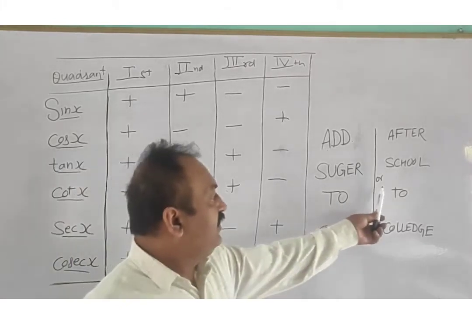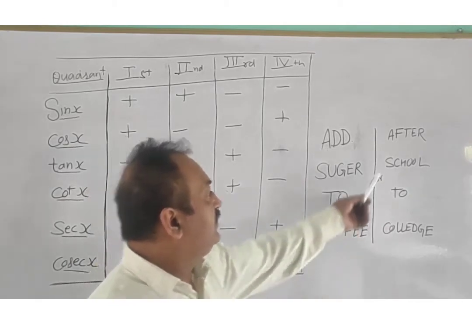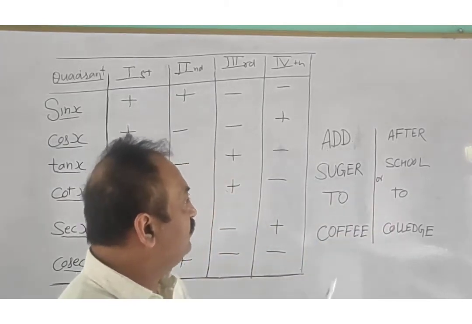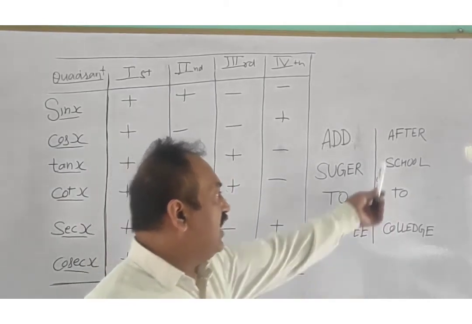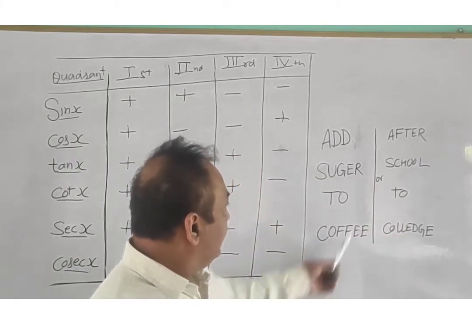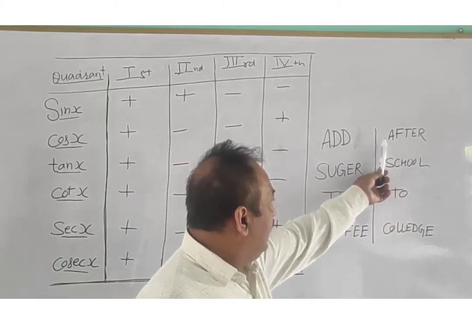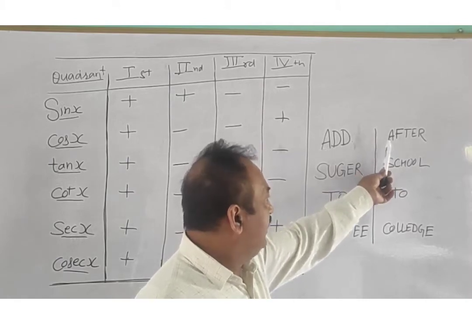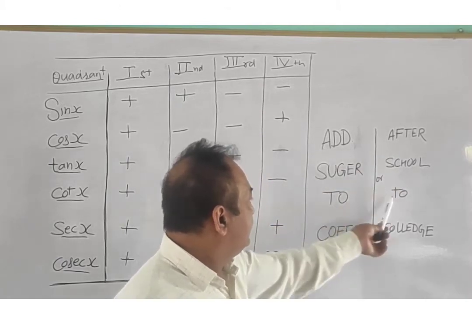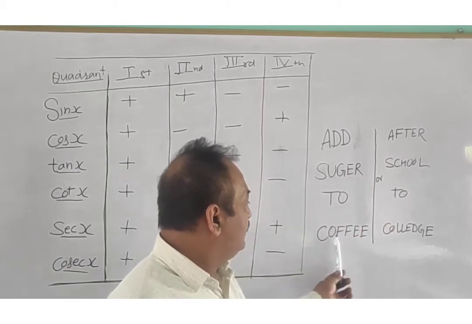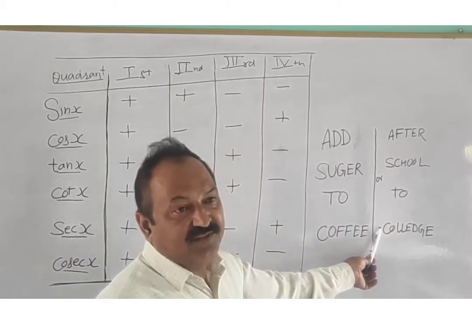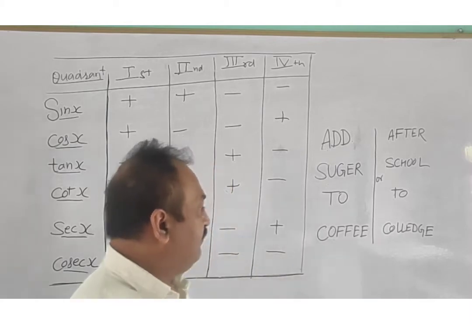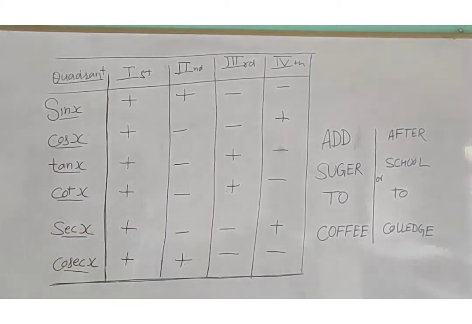Similarly, you can also remember this or this. You can choose add sugar to coffee or after school to college. In these, the first letter is A, S, T and C, and college and coffee, the first letters are the same. So you can remember any one of them to remember the signs of the trigonometrical functions.